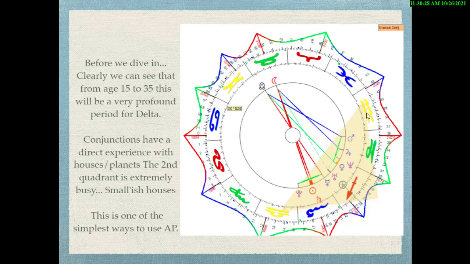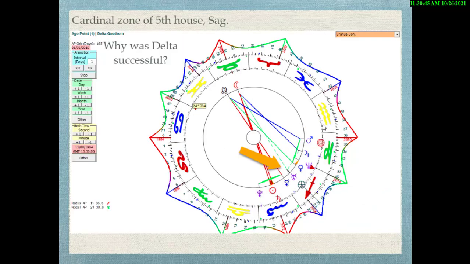So this whole quadrant here, from the 4th house to the 7th, is where the money is. It's one of the simplest ways to look at the age point, is to see when these direct experiences are going on. In this case, with so much activity here, we can take it to the bank at that level. So, why was Delta successful?